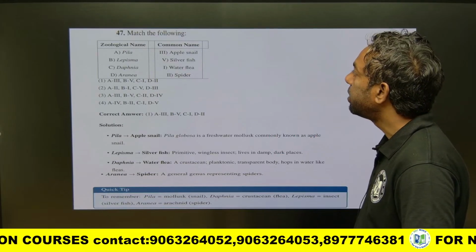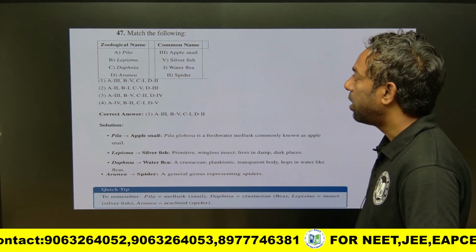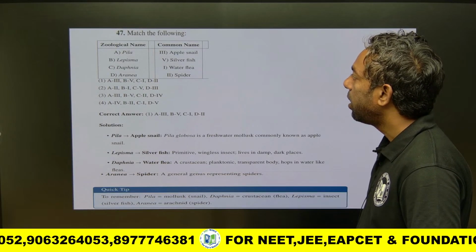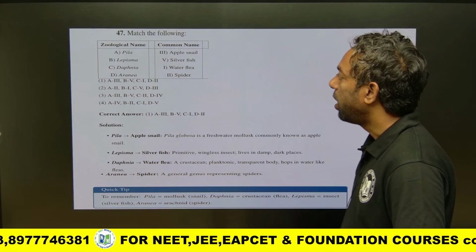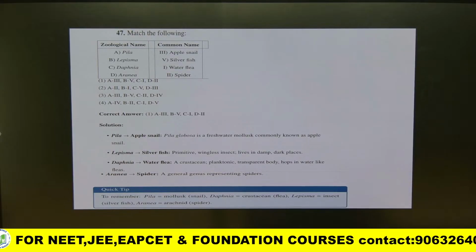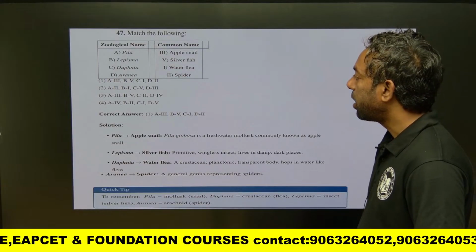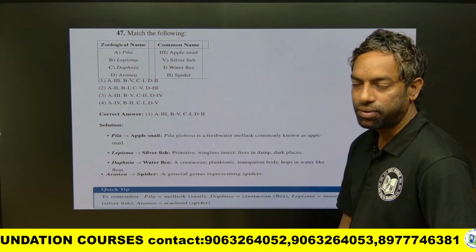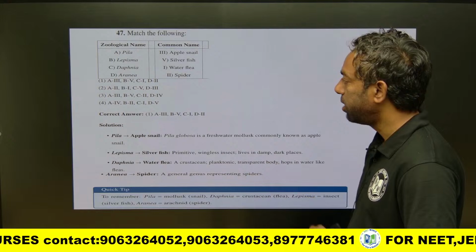Next question. This is also a matching question, which is very easy. Phyla, that is, scientific name and common name. Apple snail, Lepisma, silverfish, Daphnia, water flea, Aranea, spider. Okay, yeah. So here the correct answer is A3, B5, C1 and D2. Okay, this is a match the following question, a direct question, no need for explanation, you have to go through that.